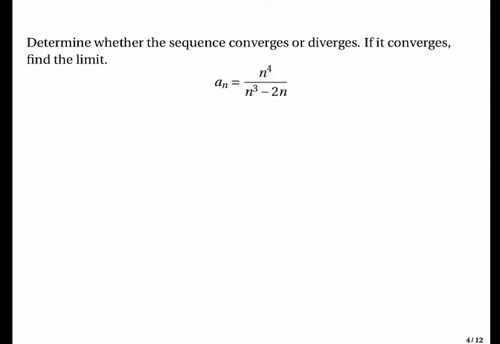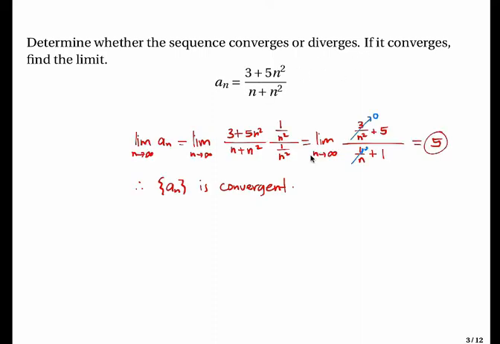Next question here. So we have the sequence a_n equals n to the 4 over n cubed minus 2n. Now, the technique that we use here is to multiply both the numerator and denominator by 1 over the highest degree that appears in either location.